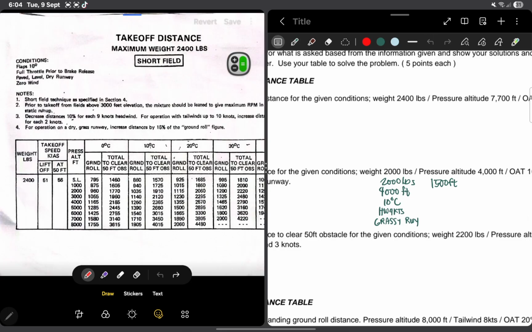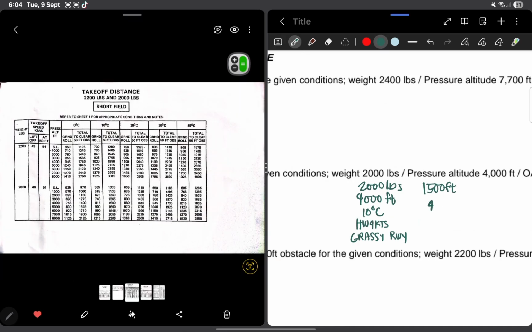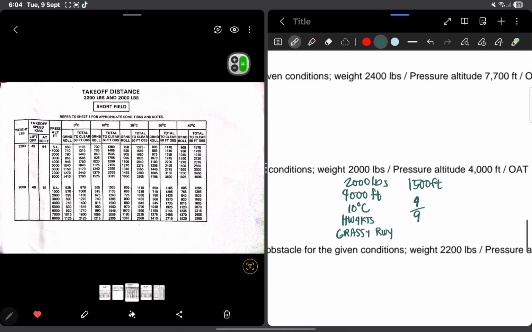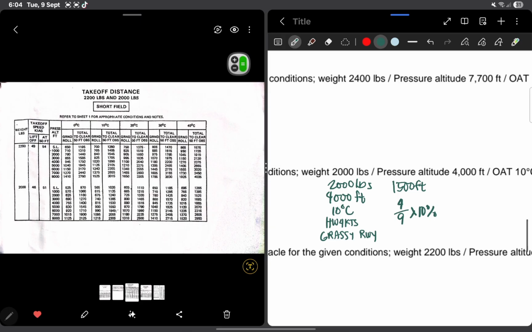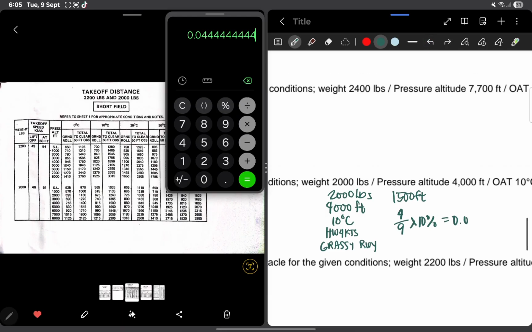For our takeoff distances, we can decrease distances by 10% for each 9 knots of headwind. Divide 4 by 9 knots and multiply it by 10%. Since for each 9 knots of headwind, we will subtract the distance by 10%. So let's put that into our calculator. 4 divided by 9 multiplied by 0.1, correction, 0.04.